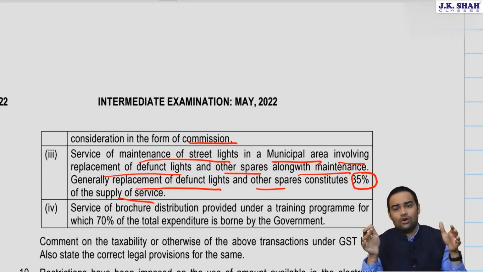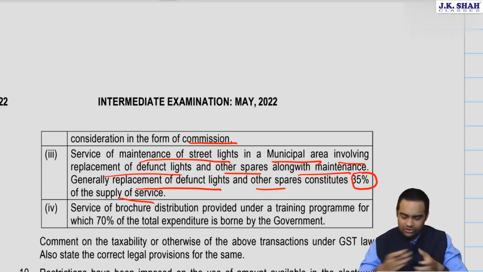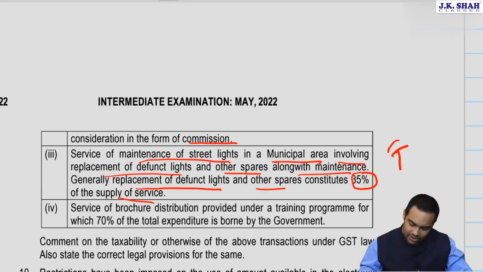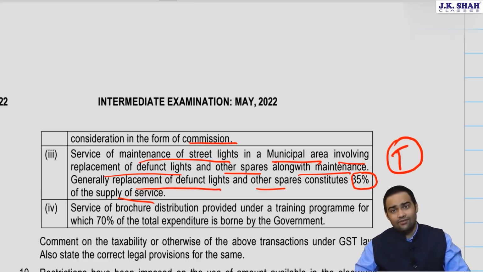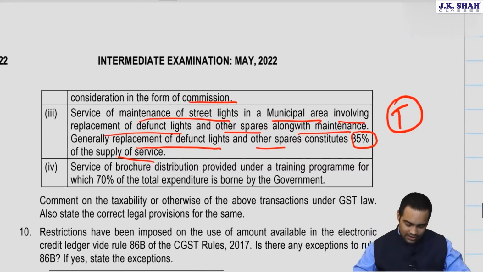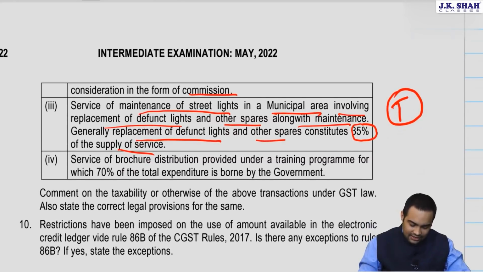So total contract 35% goods, then the exemption will not be available. If it was 25%, then we would have given the exemption. But this is 35%, so it will be taxable. Okay. Let's see the last one.